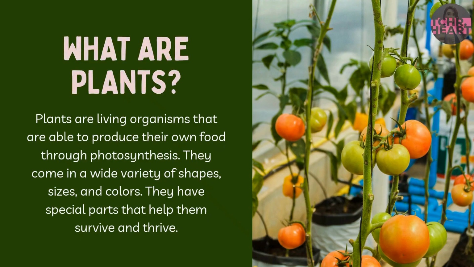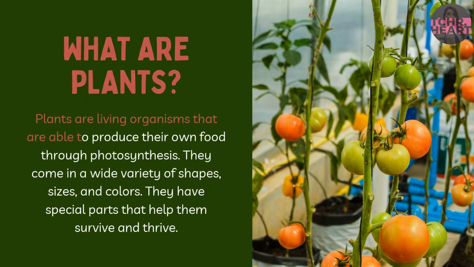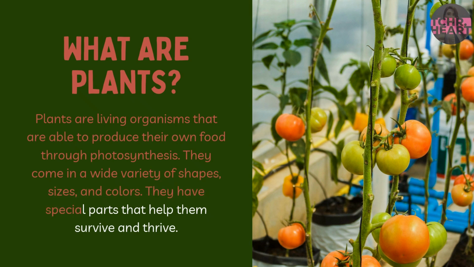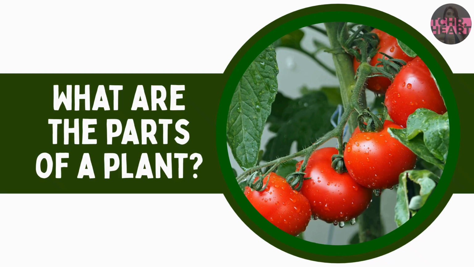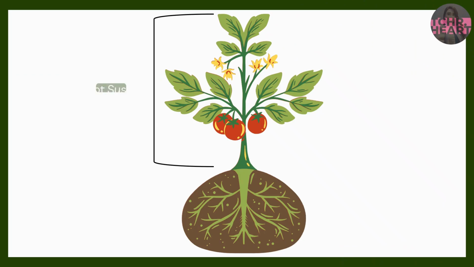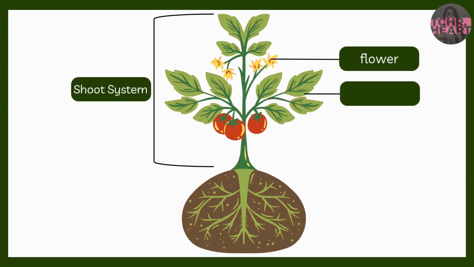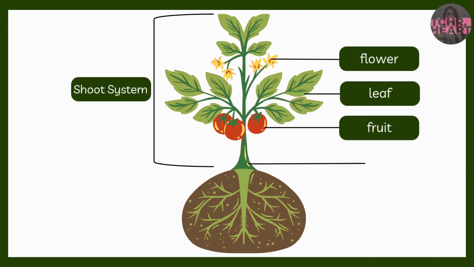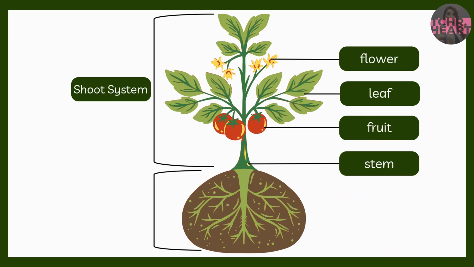What are plants? Plants are living organisms that are able to produce their own food through photosynthesis. They come in a wide variety of shapes, sizes, and colors. They have special parts that help them survive and thrive. What are the parts of the plants? Shoot system, flower, leaf, fruit, stem, root system.